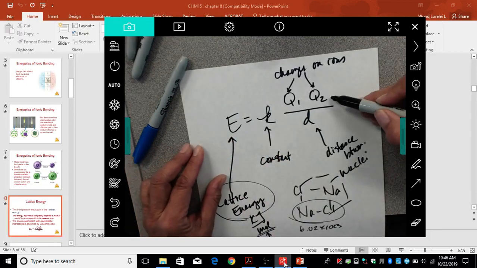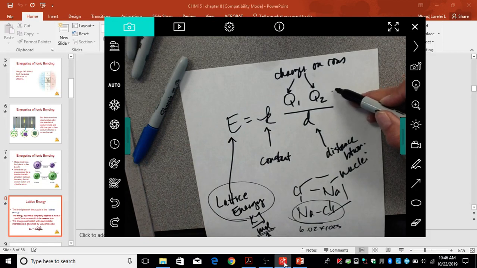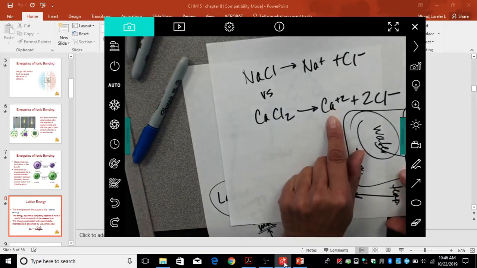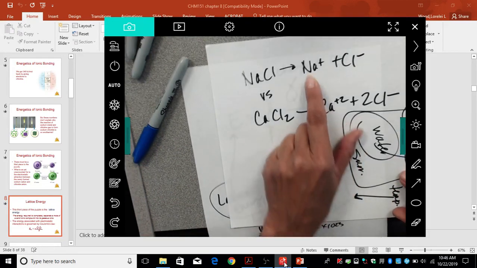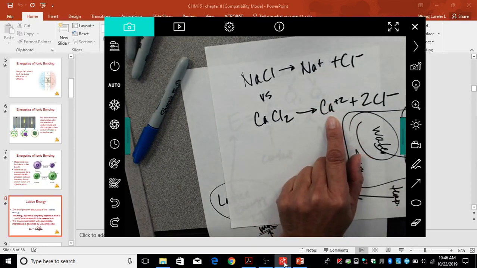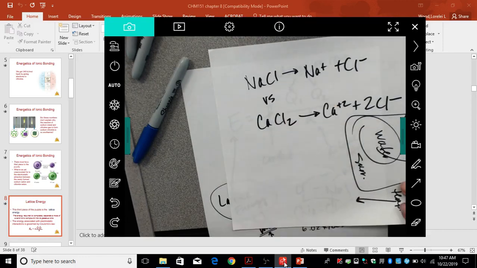Because if something that's in the numerator gets larger, the charges on the ions, for example, calcium ion versus sodium ion, it's going to take more energy to break up calcium, and that makes sense, right? Because it's got a 2+ charge. It's going to be harder to break something up that has 2 pluses on it than it is to break something that has only 1 plus on it.